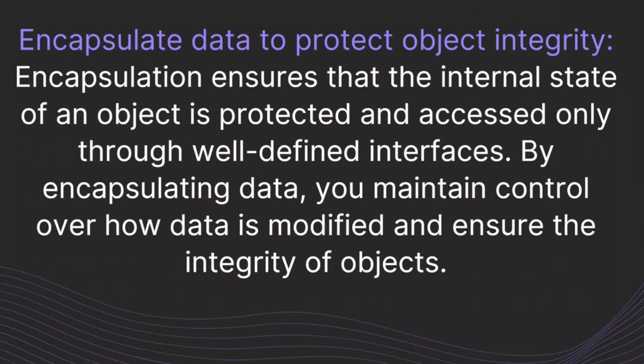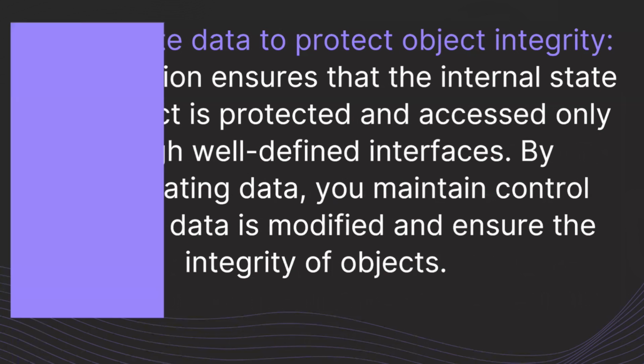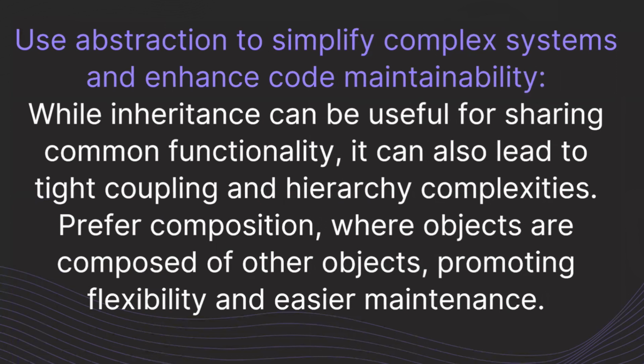Number three, encapsulate data to protect object integrity. Encapsulation ensures that the internal state of an object is protected and accessed only through well-defined interfaces. By encapsulating data, you maintain control over how data is modified and ensure the integrity of the object. Number four, use abstraction to simplify complex systems and enhance code maintainability.